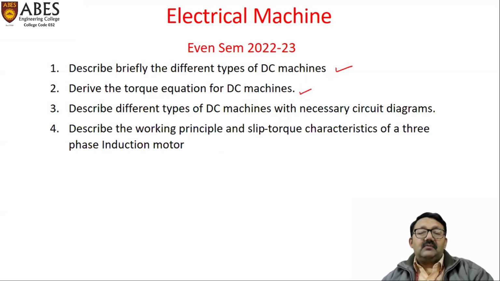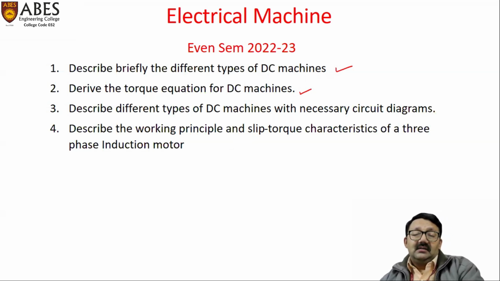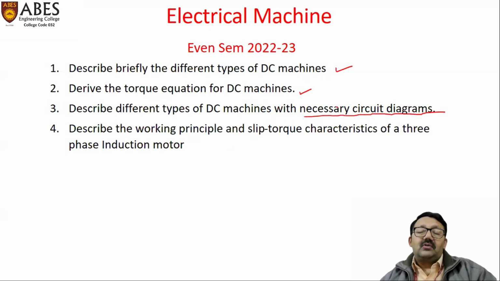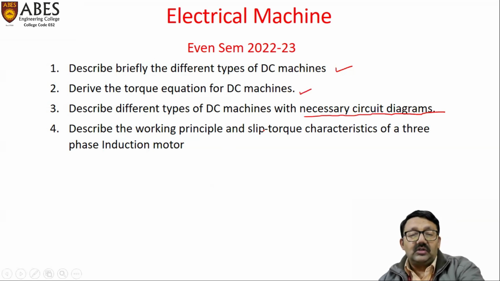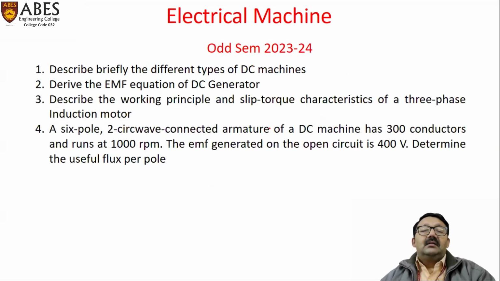Again: describe different types of DC machines with necessary circuit diagram. So in the same paper, the same question is repeated, and here it is asked that we have to draw the line diagrams. It means we have to not only draw the line diagrams, but also find out the relation between different parameters. And the last question is again related to the operating principle and slip torque characteristics of the three-phase induction motor.